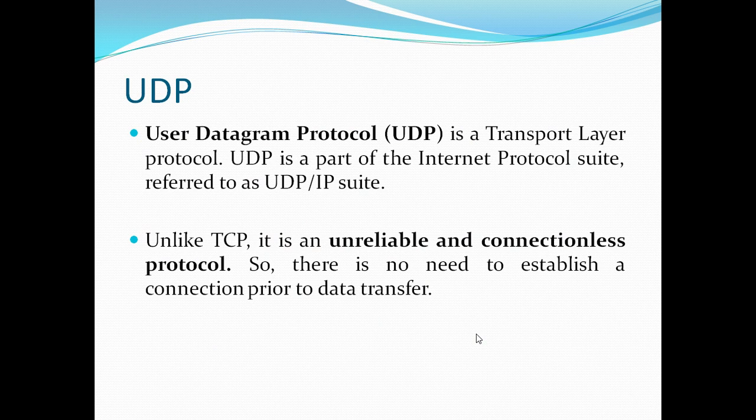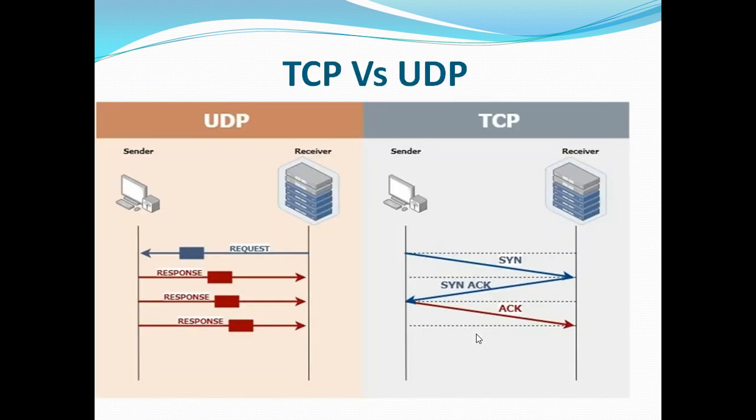Okay, then comes the third protocol called User Datagram Protocol. This is a transport layer protocol. It is also a part of the Internet Protocol. Normally we refer to this as UDP/IP. So unlike TCP, it is an unreliable and connectionless protocol. Here we do not need to establish a connection before transferring the data.